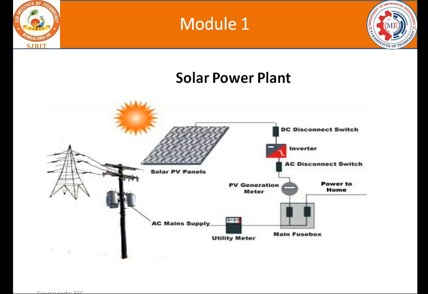If you take a solar plant, how is it going to reach the house if you have a solar cell? Here you have the solar panel, and it will have an inverter, an AC disconnect switch, a PV generator meter, and a utility meter. It will be continuously monitored by the meter and circulated again and again. This is how a solar power plant works.